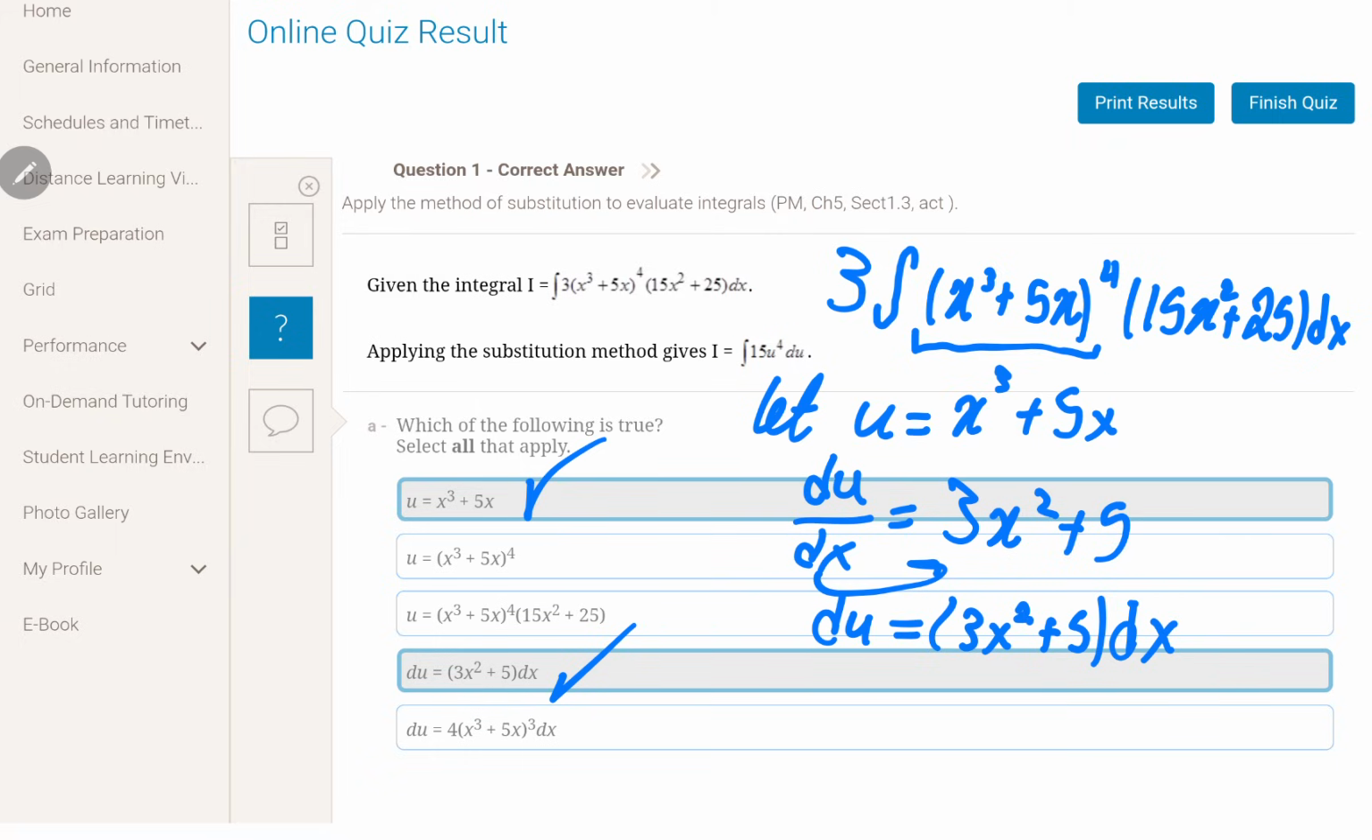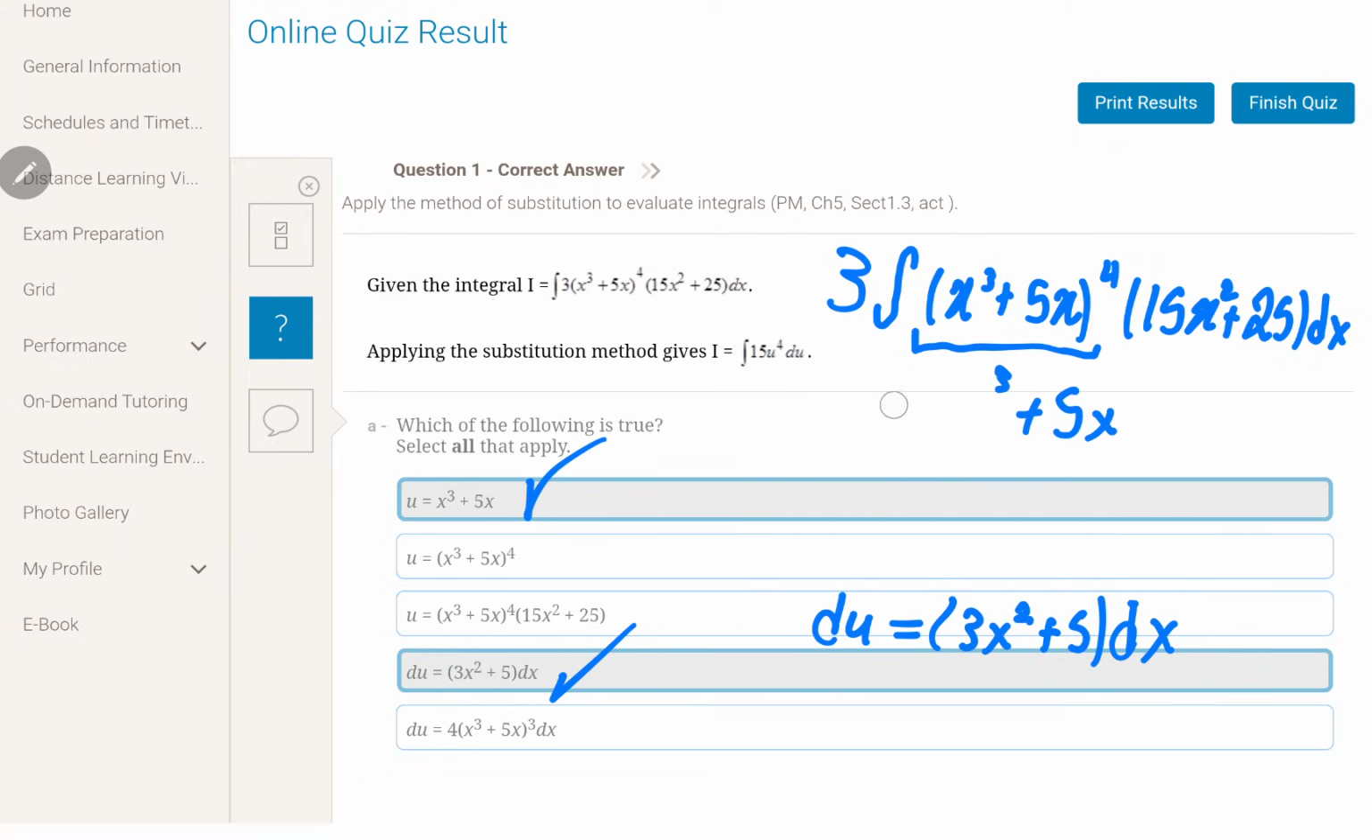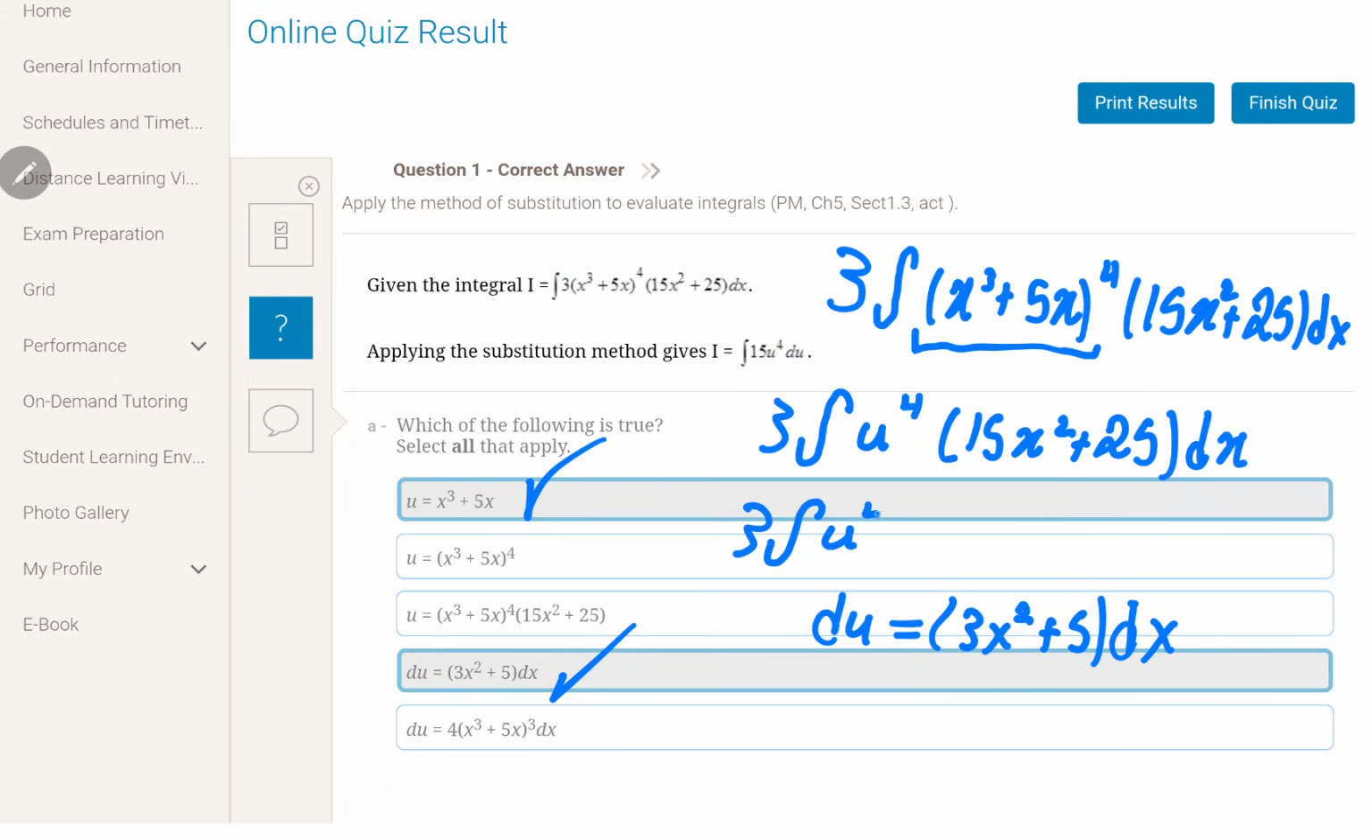Okay, now how do you do that? So I don't need all of this anymore. I need just the last part. Now you're gonna change this to u to the power of 4 times (15x squared plus 25) dx. Okay, now what do you do here? Factor 5 out of this. You can factor 5 out, right? So you're gonna get 3 integral u to the power of 4 times 5 times (3x squared plus 5) dx.